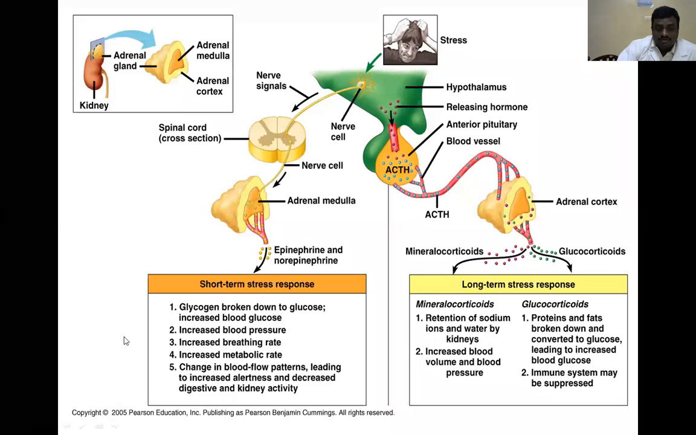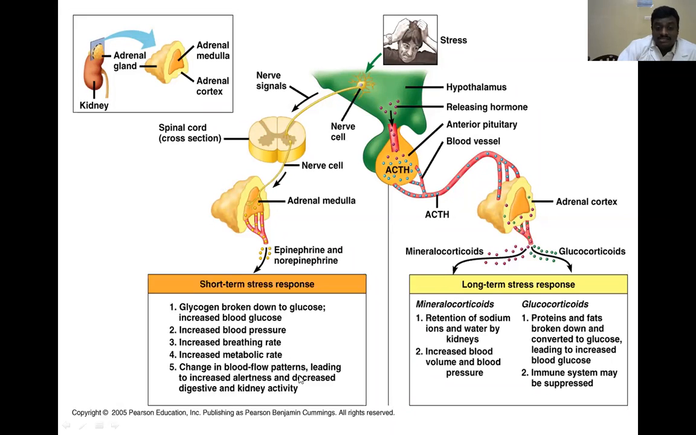What are those? The first one is glycogen breakdown. Whenever glycogen breakdown takes place, excess glucose is produced in the blood, so the blood glucose concentration increases. The second is increased blood pressure, increased breathing rate, and increased metabolic rate. So the blood flow pattern is increased. These are all the effects that are produced.